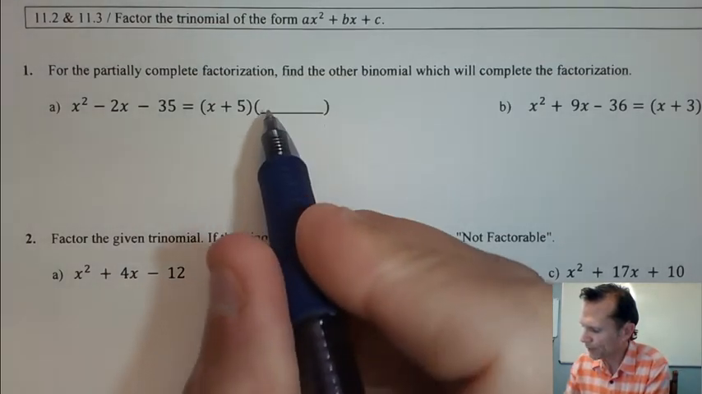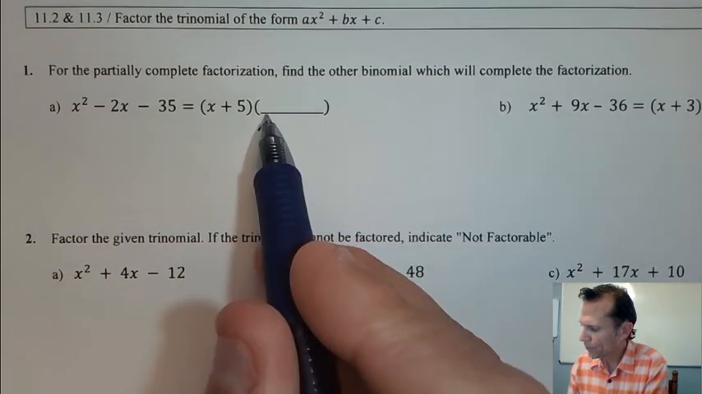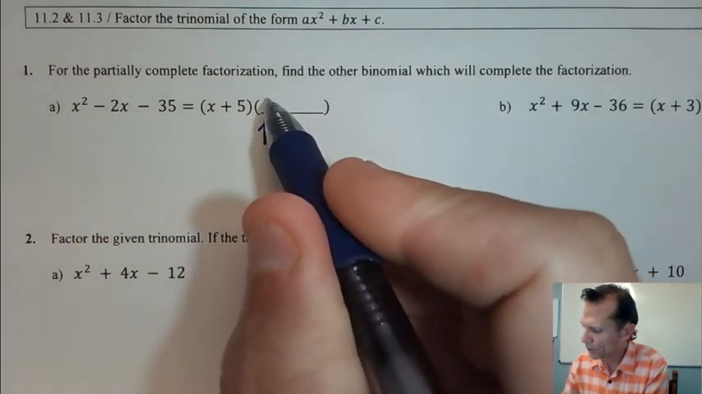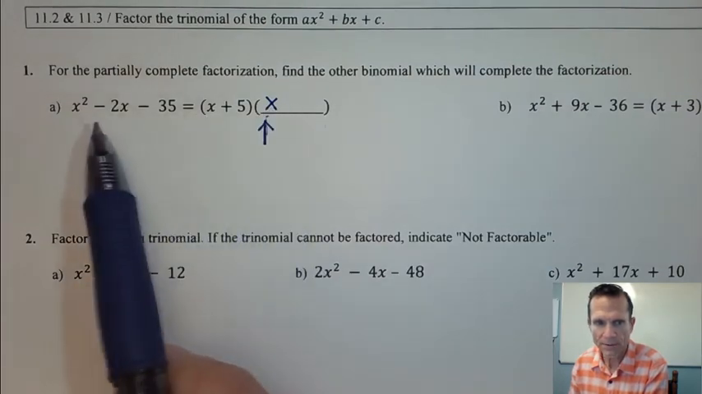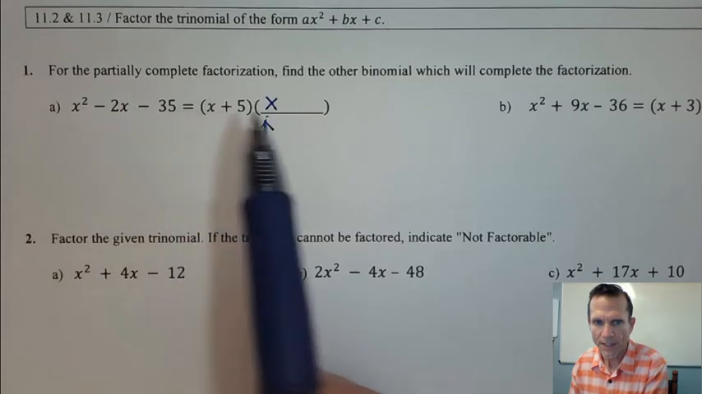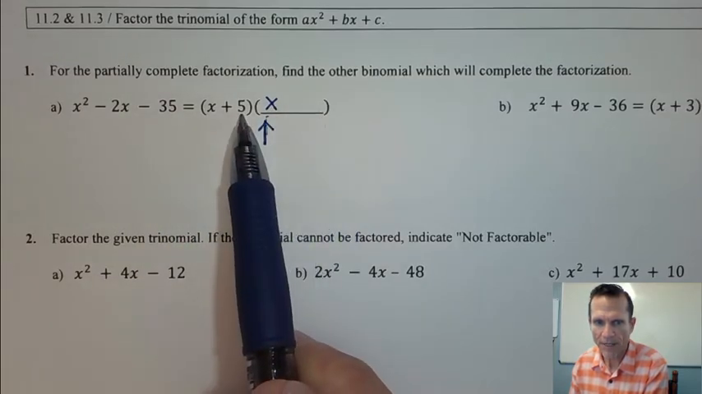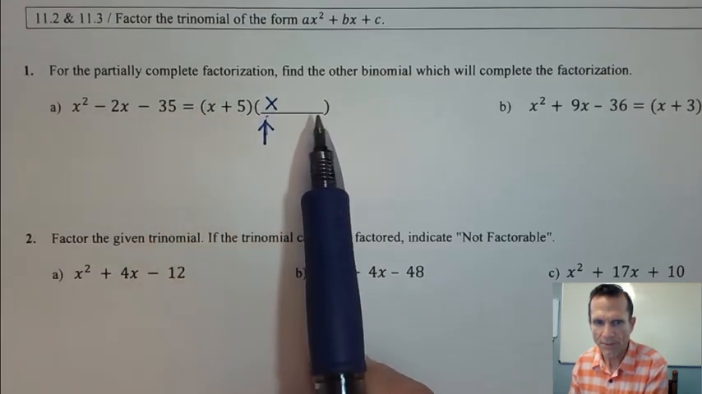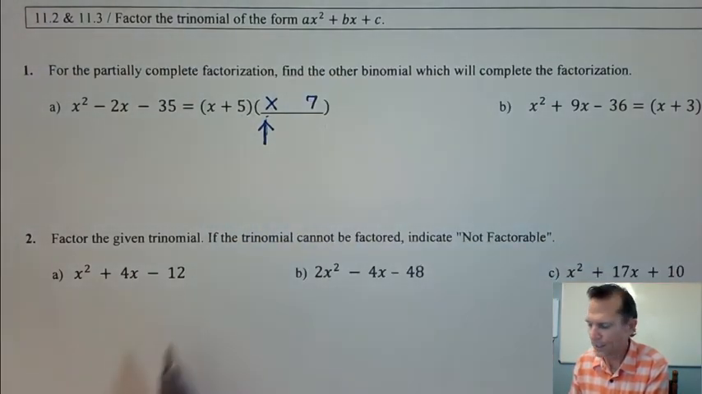So what we do is we think about what we need to put right here. When we multiply by x, we get this x squared. So if we put x here, that would be x times x is x squared. Okay, and then we have to think about what we could put here. When we multiply times 5, we get negative 35. So this has to be a 7 to get 35, and to get a negative 35, we'd have to have a negative 7.